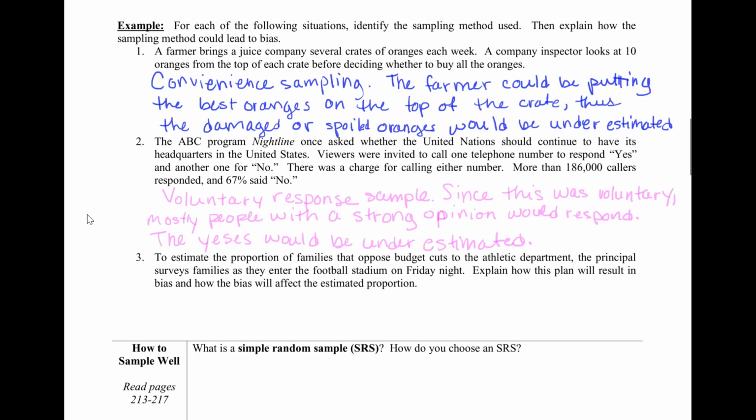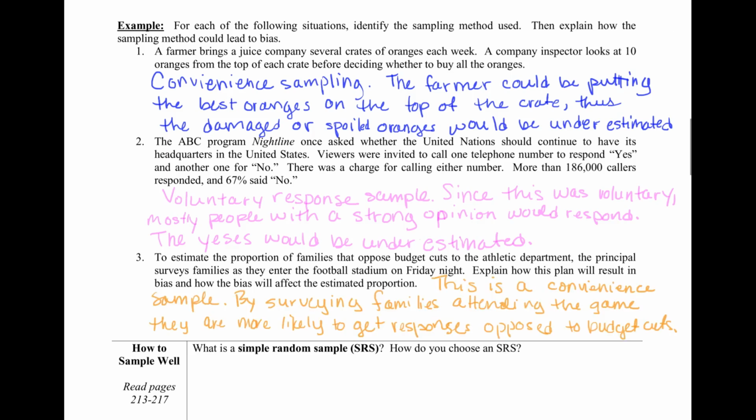All right, so for number 3, I want you to read through it and see what you come up with and let me know. This problem was about family opinion on cuts to an athletic department, and the principal of a school surveyed people going to the football game. So of course this is a convenience sample, and by surveying families attending the game, they are more likely to get responses that would be opposed to the budget cuts. So definitely leading to bias. All right, let me know if you have any questions on this section, and we are going to wrap it up.